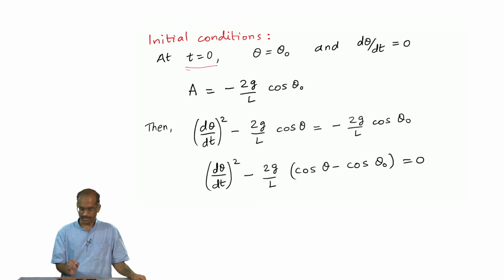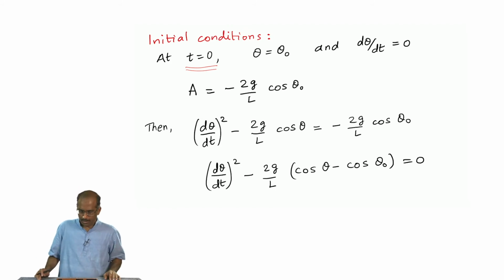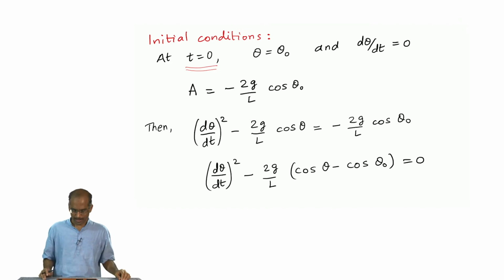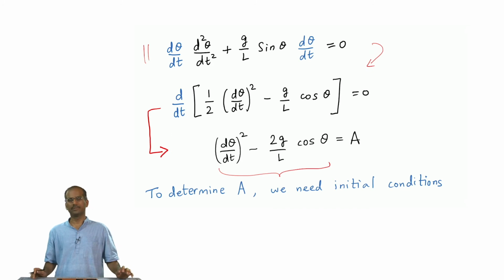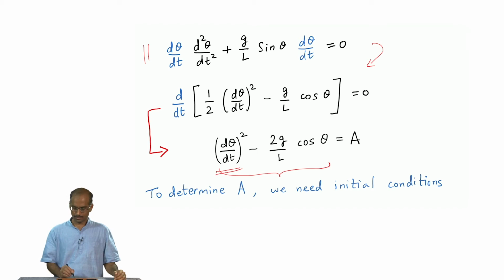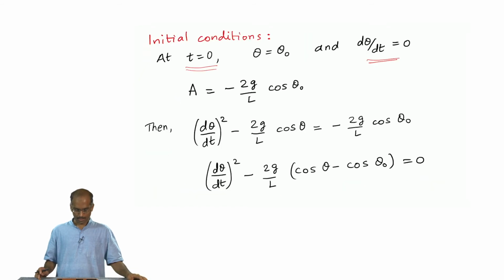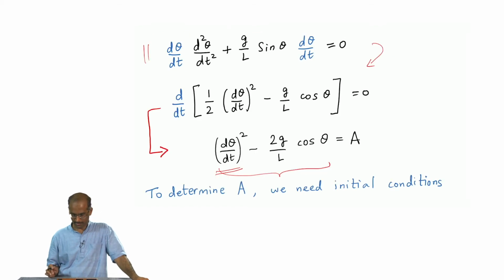Now, to determine this constant, we need to get the initial conditions. So, I have my initial conditions as follows: at t equal to 0. So, you identify some arbitrary time as your 0th time and say that the initial angle is theta 0 and the initial angular velocity, or d theta by dt, is equal to 0. Now, put these two conditions back in this equation. So, d theta by dt is 0, which means that this term will go to 0, and in 2 g by L cos theta, theta will become theta 0. So, I am going to have A equal to minus 2 g by L cos theta 0. So, now I can put this value of A back in my previous equation, which is this.